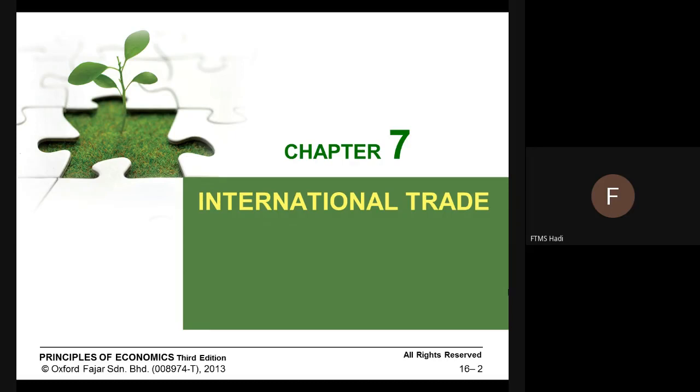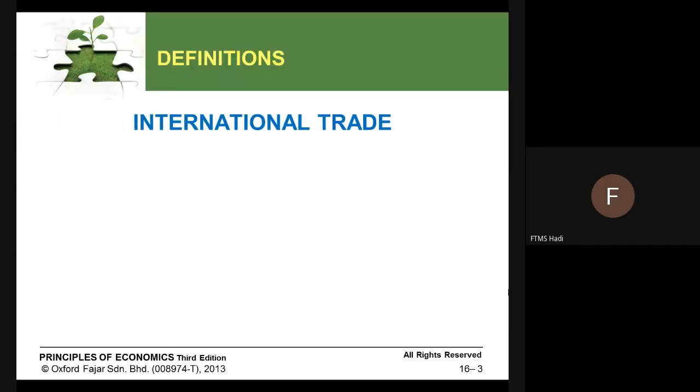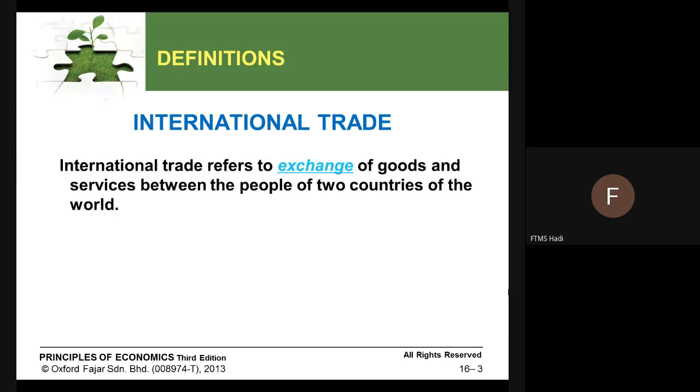Let's have a look at international trade. What is international trade all about? International trade refers to the exchange of goods and services between people of two countries of the world. As you can see here, the minimum requirement of international trade is at least two countries. One country trades with another country. One country will be an exporter, one country will be an importer. As simple as that. So we're talking about trade.